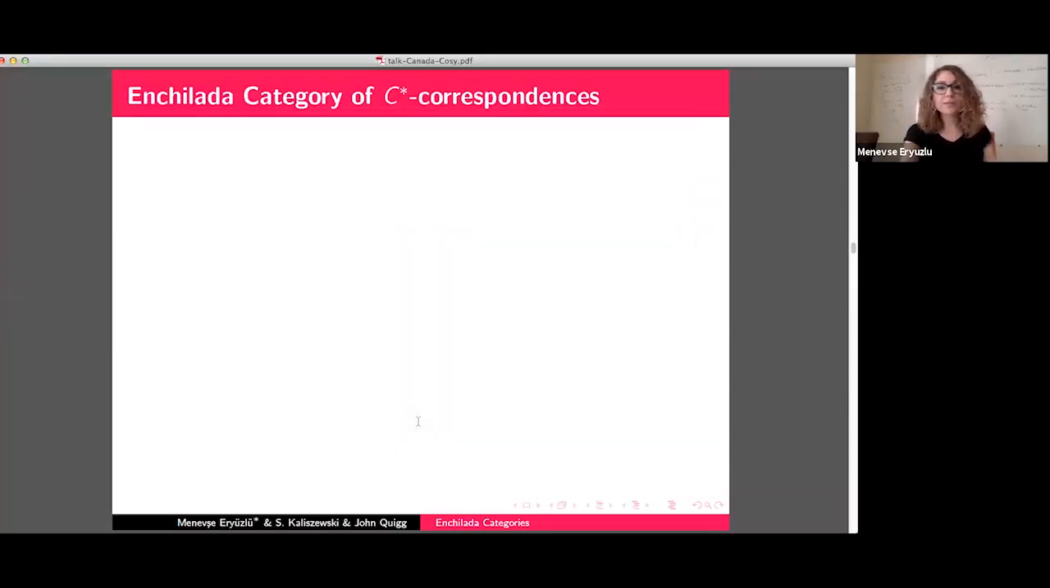Now, the second category. This time, our objects are non-degenerate C-star correspondences.